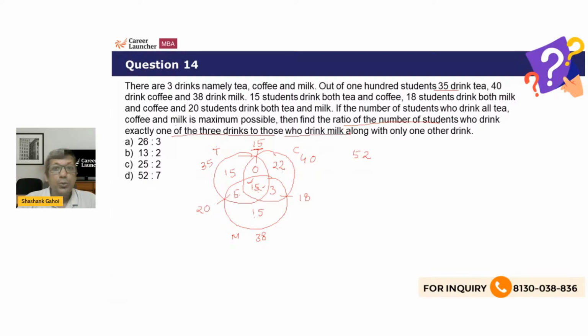To those who drink milk along with exactly one other drink. So milk with 1 drink, that is milk plus tea is 5. Milk plus 1 drink, that is milk plus coffee is 3. So 52 is to 8, and that's the answer. And if I cancel out, I'm going to get 13 is to 2. And that's going to be option B. So this is how these kind of questions are solved. Now let's look at the next one.